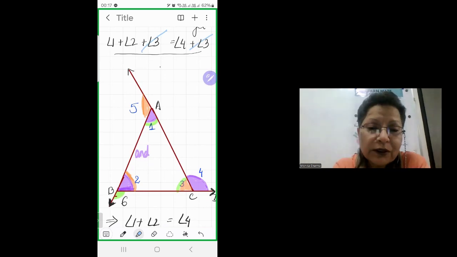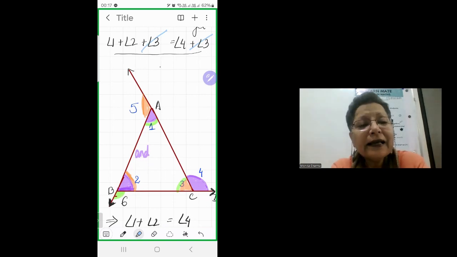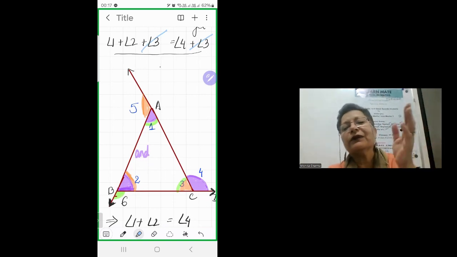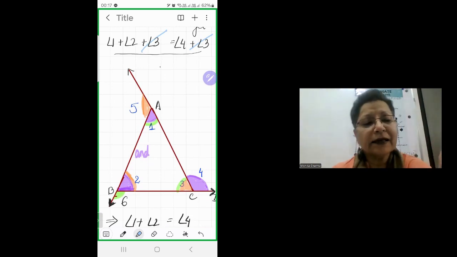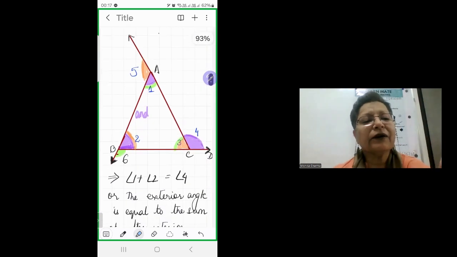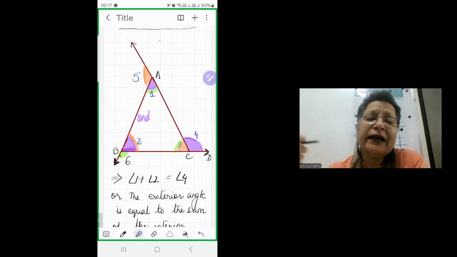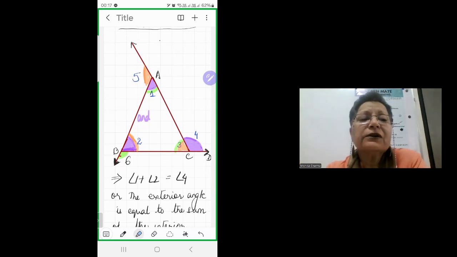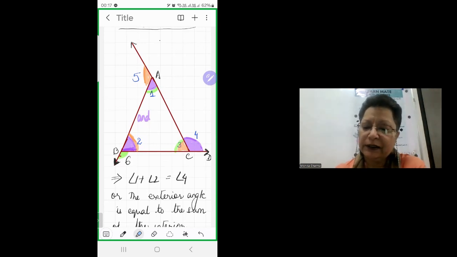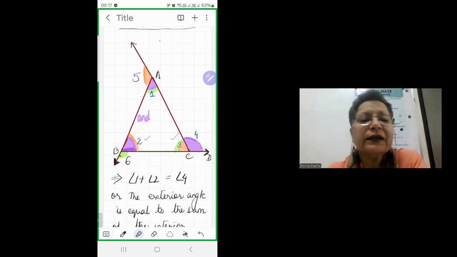So it is a very important property of exterior angles that an exterior angle at any given vertex is equal to the sum of the opposite interior angles. Have you got it? So angle 1 plus 2 is going to be equal to angle 4. Similarly, I have an exterior angle at point A. I've labeled it as 5. So 5 is going to be the sum of the opposite angles which are now appearing at the bottom, which are 2 and 3. And so 5 is going to be equal to 2 plus 3.